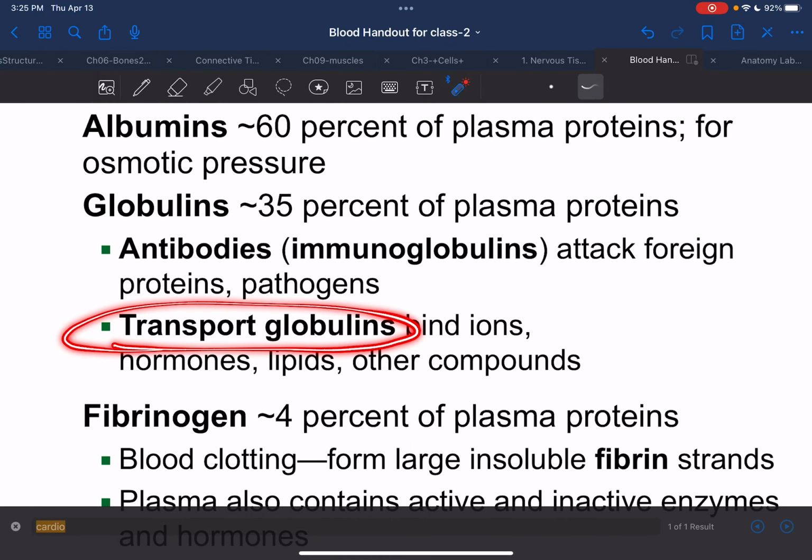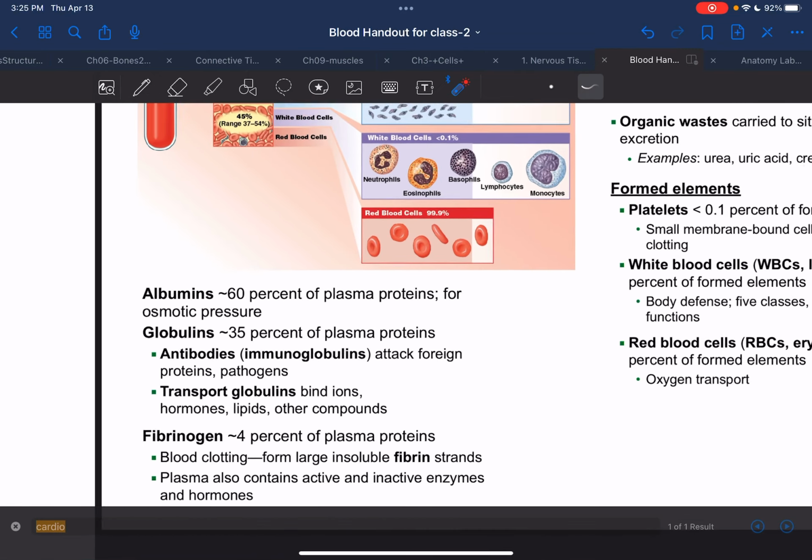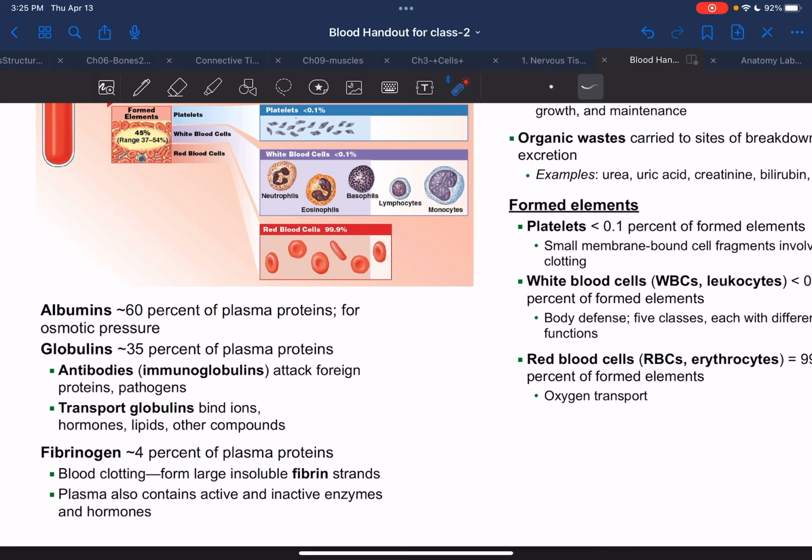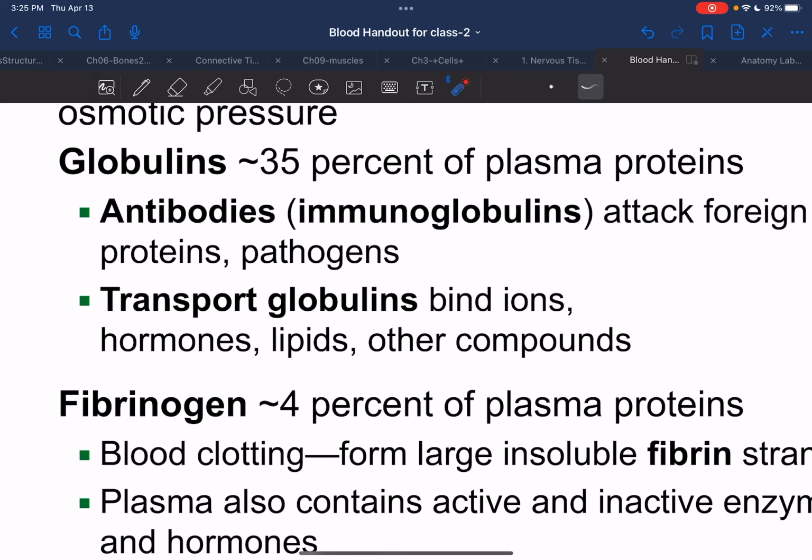There are transport globulins. They do exactly as I mentioned, they carry things. It's in the name. They transport things. Things aren't going to be free floating in the plasma. They require some protein to grab it and take it to its destination.